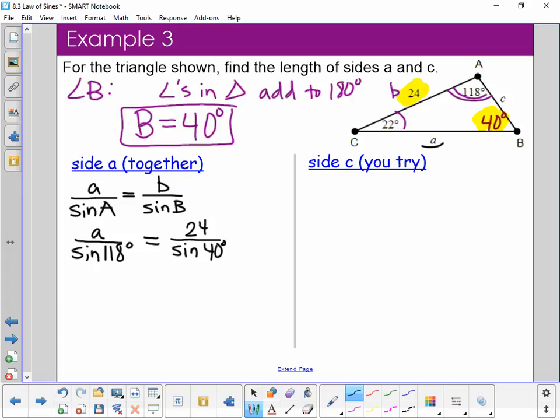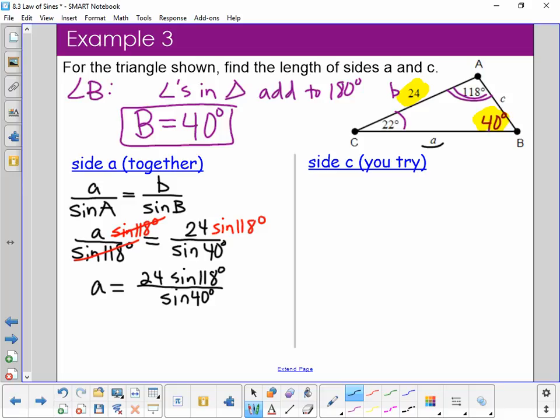At this point, I have an equation that just has that one variable A. I'm going to try to solve this equation for A. Since A right now is being divided by the sine of 118, I'm going to multiply both sides by the sine of 118. On the left side, those sines reduce. So I have A is equal to 24 times the sine of 118 degrees over the sine of 40 degrees. It's probably not necessary for you to rewrite that.